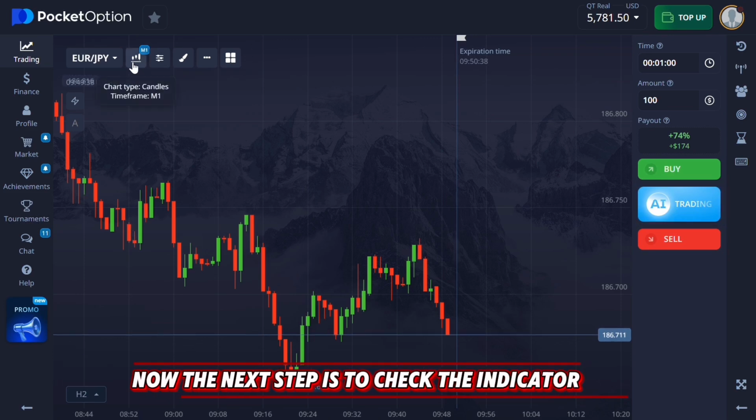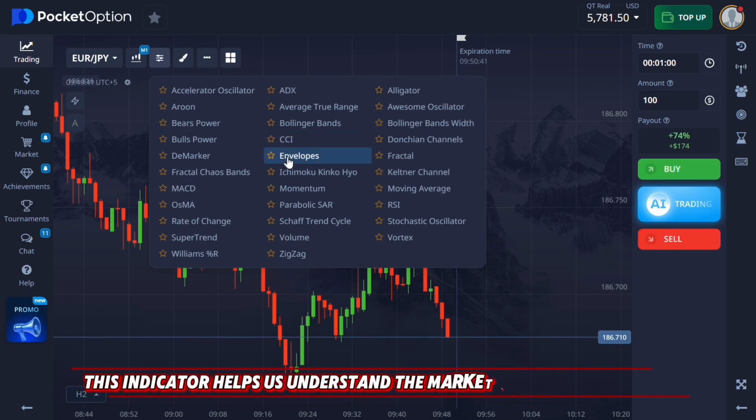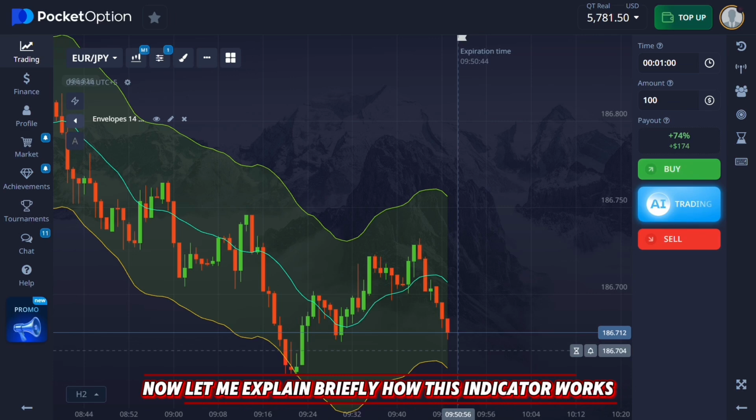Now the next step is to check the indicator. Here I open the indicator that I personally use. This indicator helps us understand the market direction and strength. Now let me explain briefly how this indicator works.